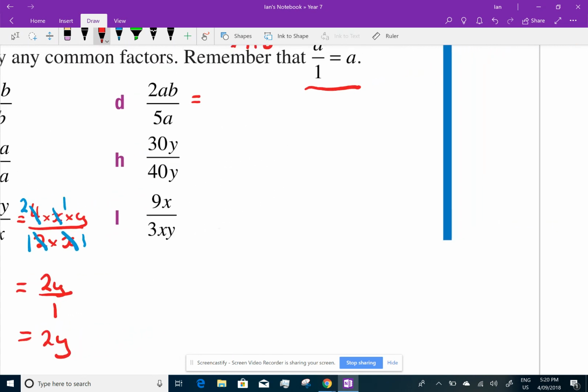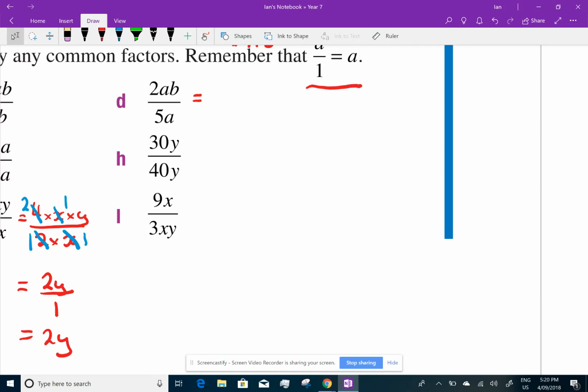Okay, let's have a look over here. Does anything go into 2 that goes into 5? Well, I'm sorry, no. So I'm going to have to leave the 2 and a 5 alone. I can't cancel or simplify them. Look at the letters. Well, I've got an A on the top and A on the bottom. Can I cancel those? Yes, you can. Which means on the bottom I've got a 5. There's no other letters. And I've got a 2B on the top.